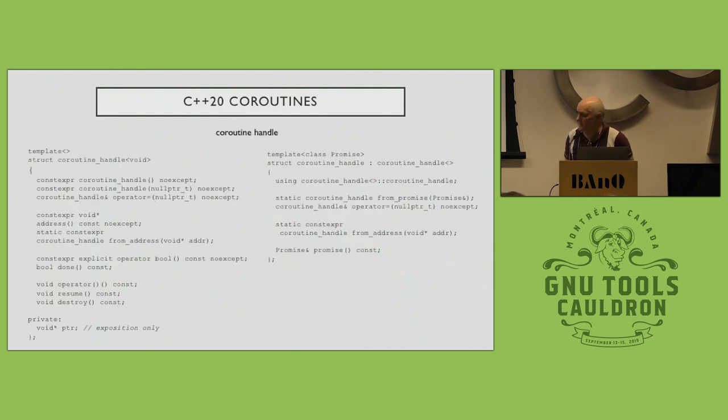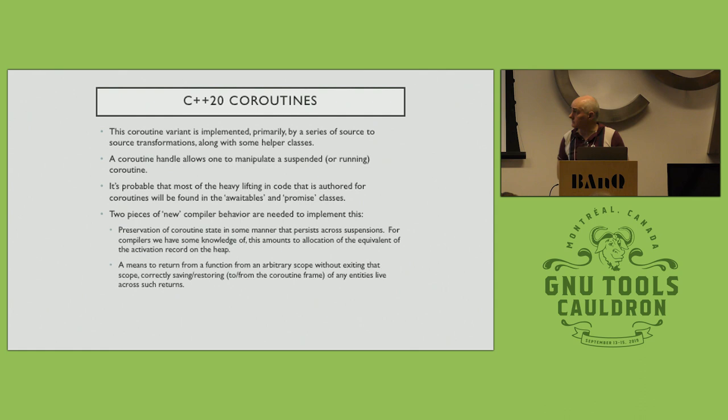The standard also specifies the coroutine handle. It was never intended that you read this entire slide, and it isn't readable. The point is that the coroutine handle binds together the resume, the destroy, and the promise. And what it means is if you have a pointer to a promise, you can get the coroutine handle from that, and if you have a handle to a coroutine, you can get the promise from that, and you can find out where to execute your resume and destroy methods.